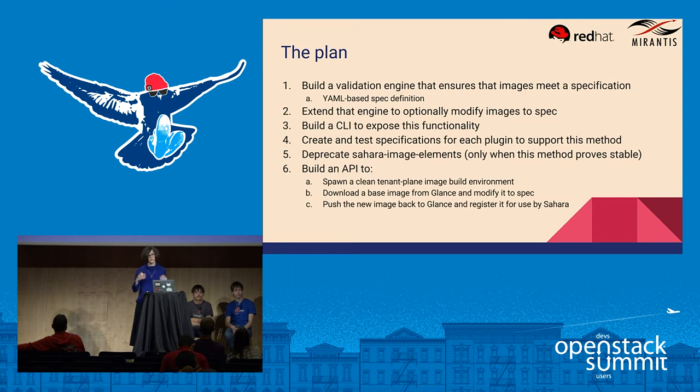our customers. So we came up with a plan, which is basically we're going to first build a validation engine that ensures that images meet a specification. We had a YAML-based spec definition that the plugins could say, yes, this image, in fact, meets my spec. We then extended that to optionally instead modify those images and bring them up to speed instead of just testing them. We wanted to build a CLI to expose this, then create and test specifications for each plugin that actually supported this. Once we had that across all plugins, we could go ahead and deprecate Sahara image elements once it's stable, and then build that API to spawn a clean image environment, which we know is going to work, do a reliable process in it, build your image from a base image, push it back into Glance, and have the thing be done.